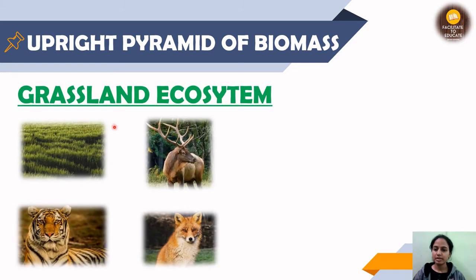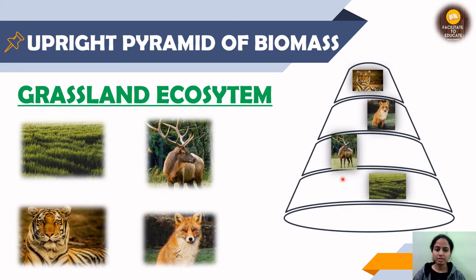Now we are taking the example again of the grassland ecosystem with the same food chain, and whenever we form the pyramid of the biomass of the grassland ecosystem, it will also be upright, because the biomass of grass will be more than that of deer, and the biomass of deer will be more than that of fox, and ultimately the least biomass will be of the tertiary consumer, that is tiger or lion, whatever is present there, right? So this way, for the upright pyramid of biomass, you can take the example of the grassland ecosystem.